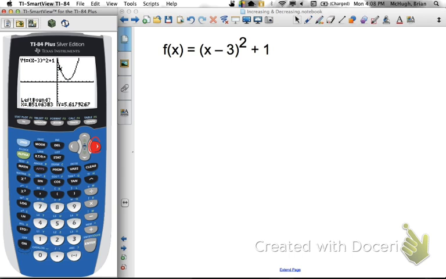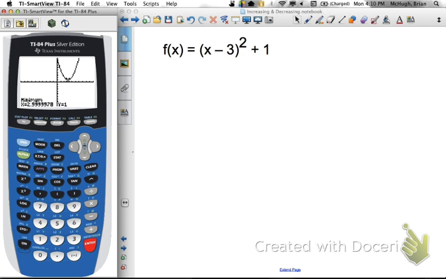So use your left and your right arrows to get your cursor to be somewhere to the left of where you think the minimum is, and then hit enter. The question's then going to become, where's the right bound? Again, use your right and left arrows to get your cursor over to somewhere to the right of where you think the minimum is. Hit enter. And the last question is to guess where we think the minimum is. Get your cursor as close as you can to where you think the minimum is and hit enter again. The calculator will then calculate what that point is.